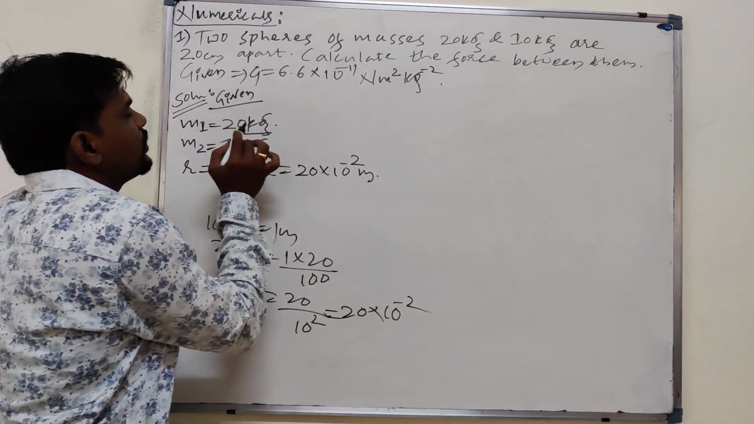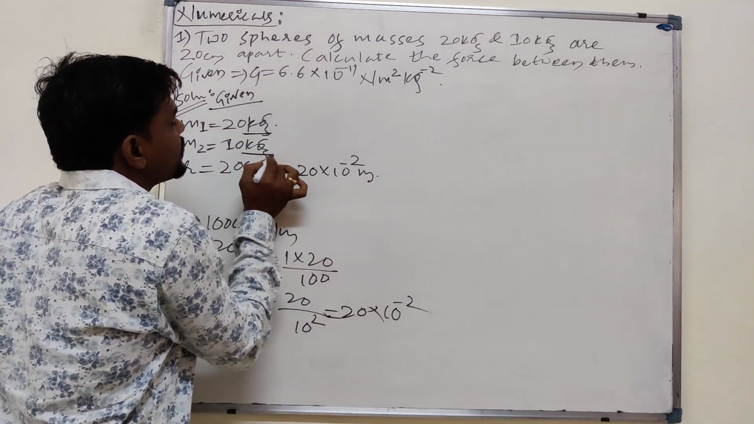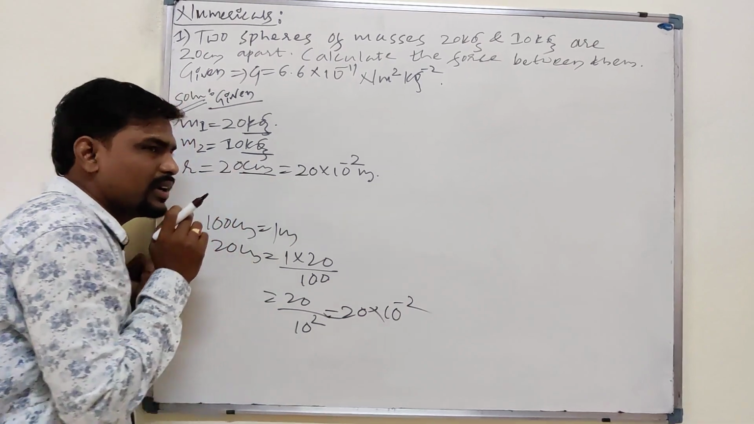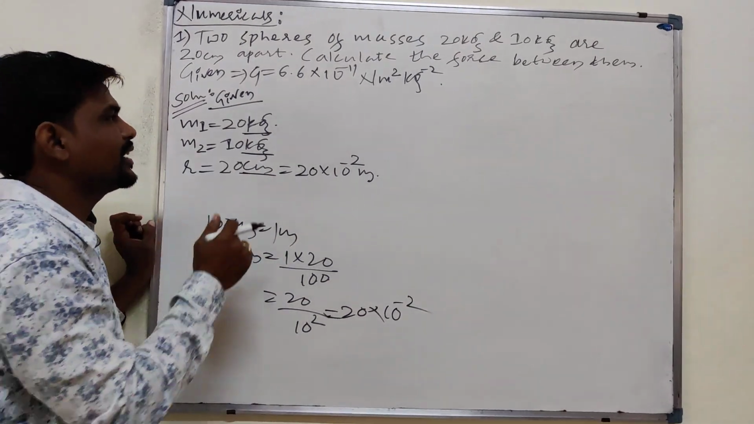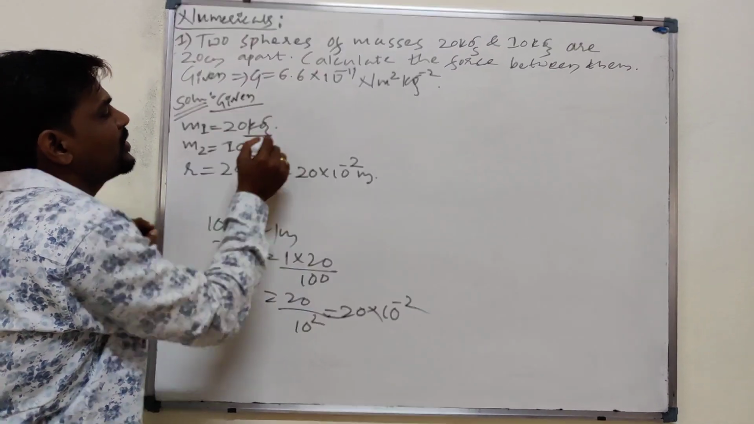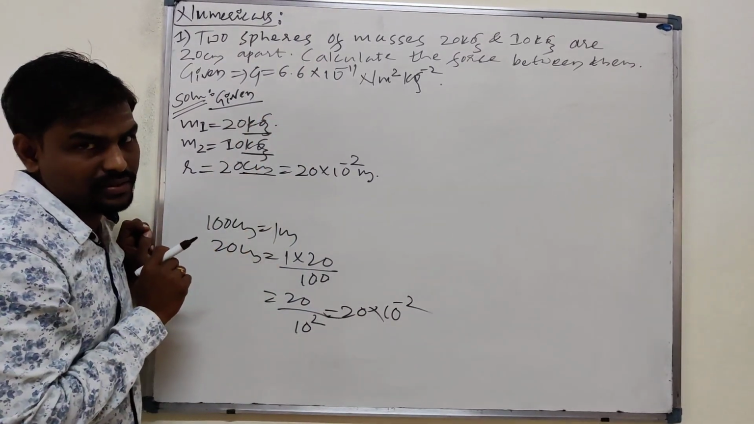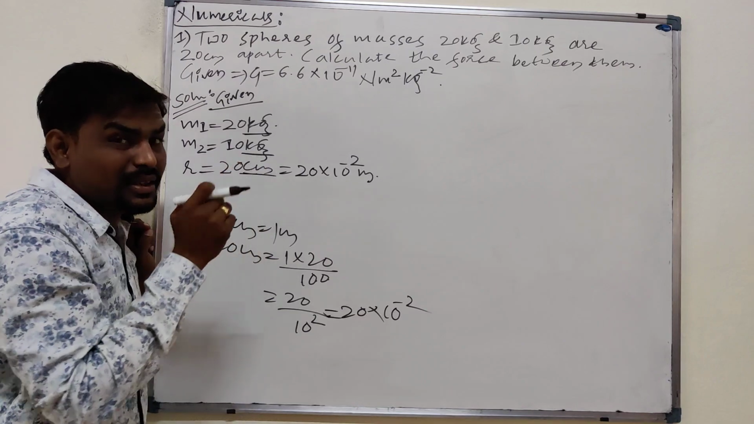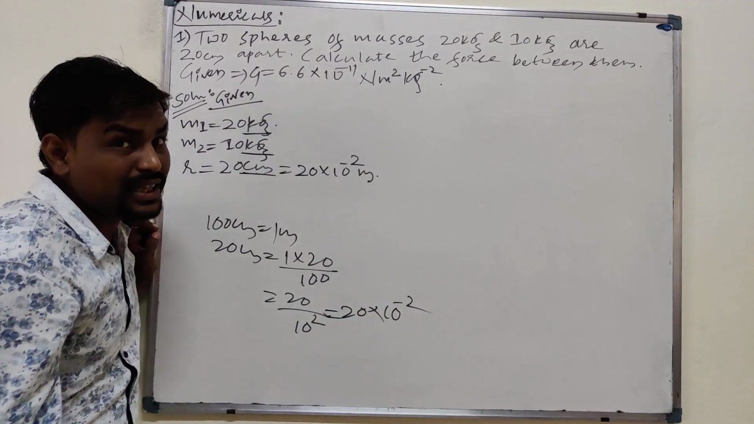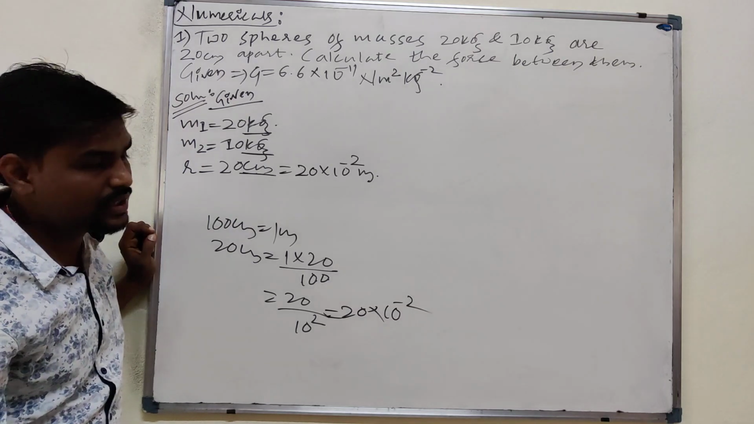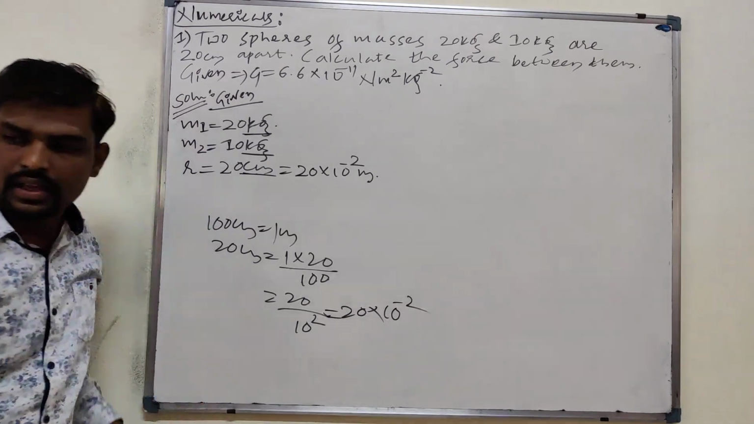So this is a system of units. We are going to convert everything into one system. This one system is centimeter, gram, and the other is meter, kg. This is the important thing, right?